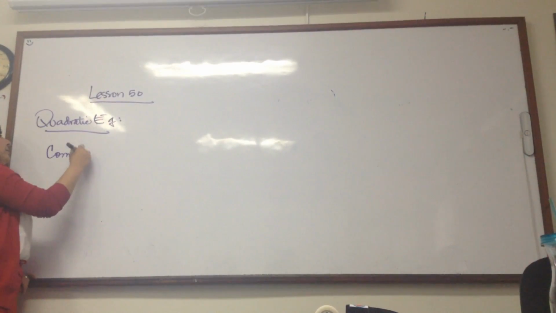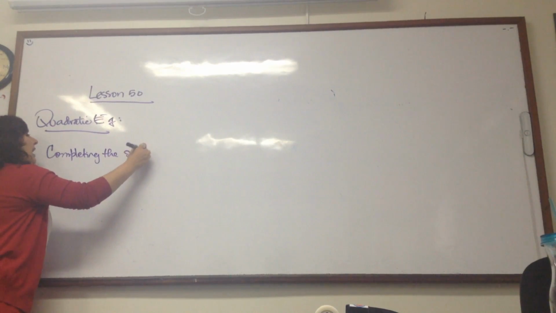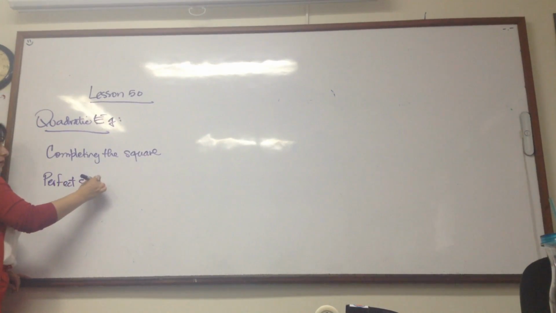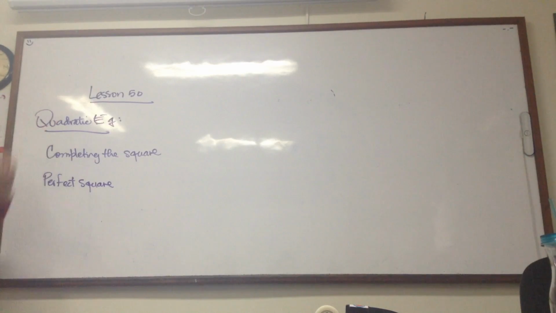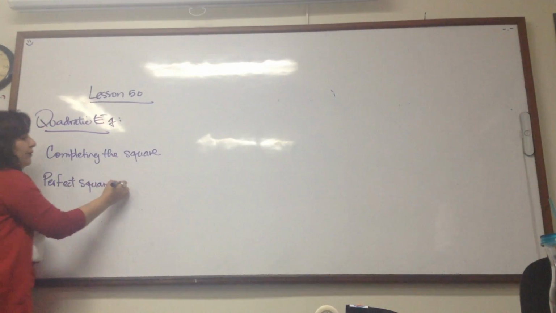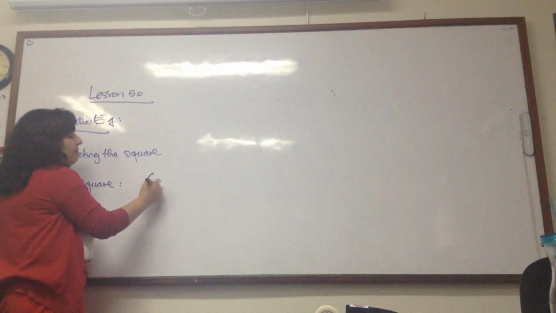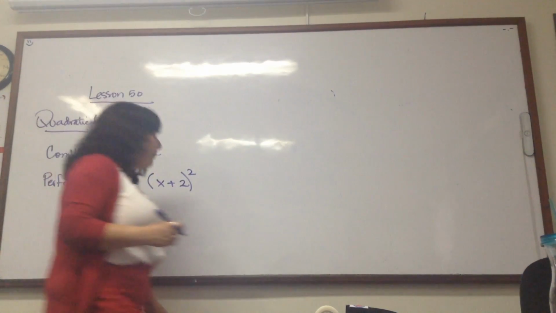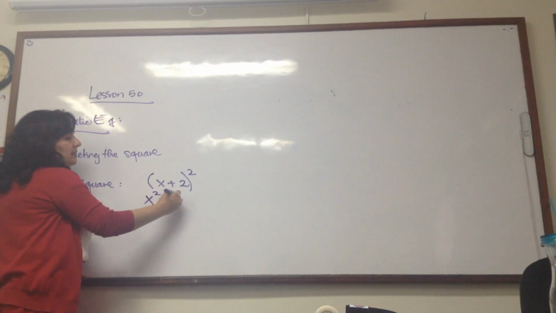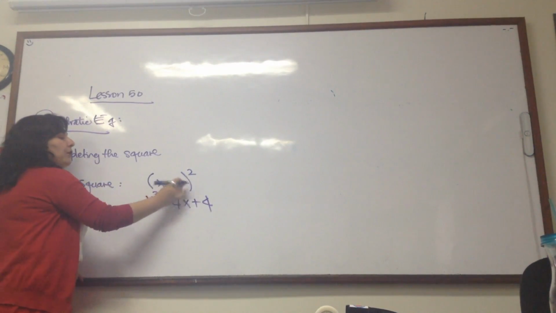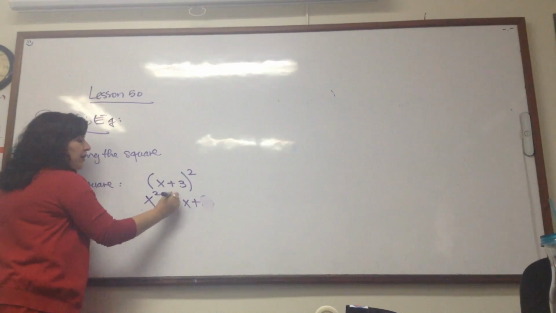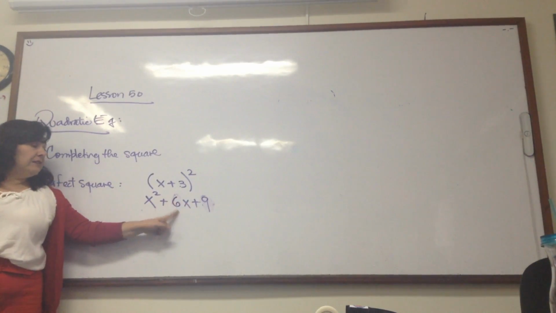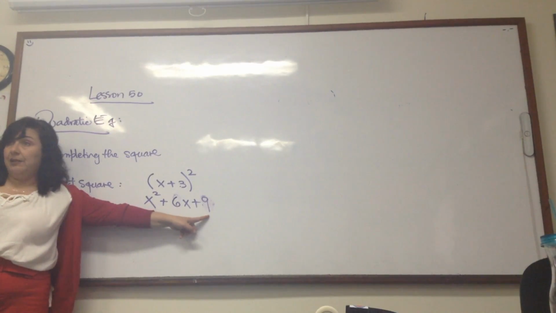Now, let me go back a little bit. Completing the square. What is a perfect square? A perfect square is a square that has four equal sides. When we're talking about equations, if I have x plus 2, for example, and I square it, do you remember that this is x squared plus 4x plus 4? Let me change this. Let me put a 3: x squared plus 6x plus 9. If I divide the 6 by 2 and I square it, I get this number. That's how you find it.